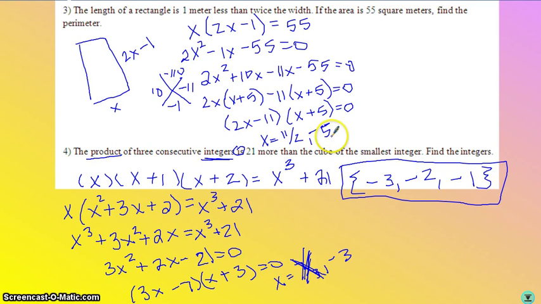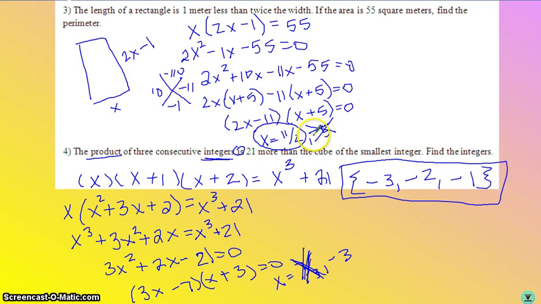Think back to the type of problem here. We used x to describe the width of a rectangle. Can the width of a rectangle be 11 halves? Sure, 11 halves is on a ruler. How about negative 5? Nope, negative 5 gets thrown out here. So x does equal 11 halves.